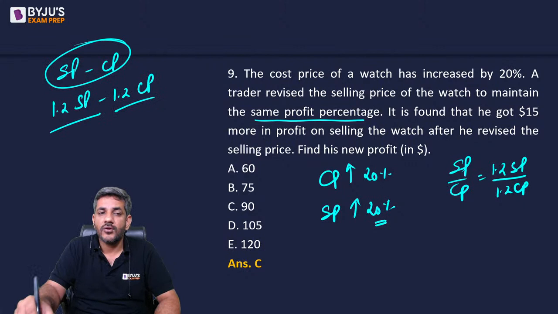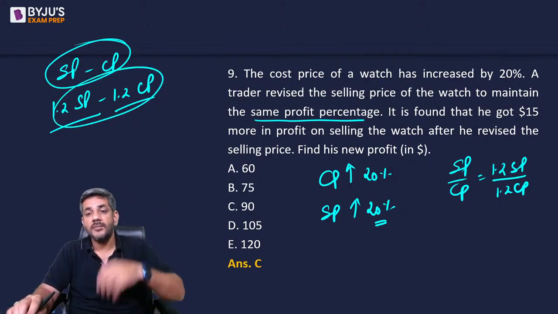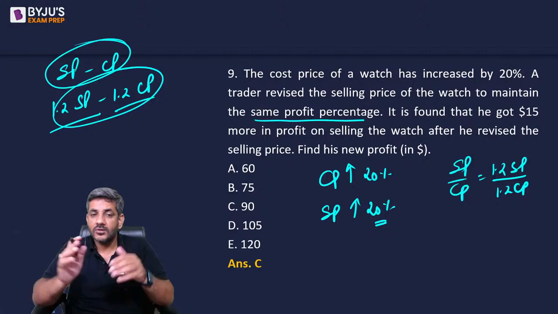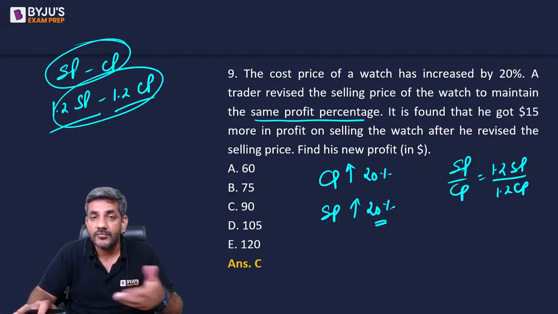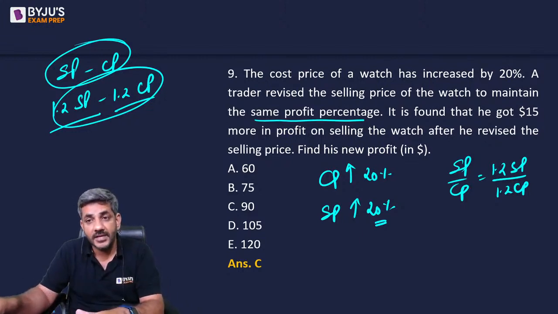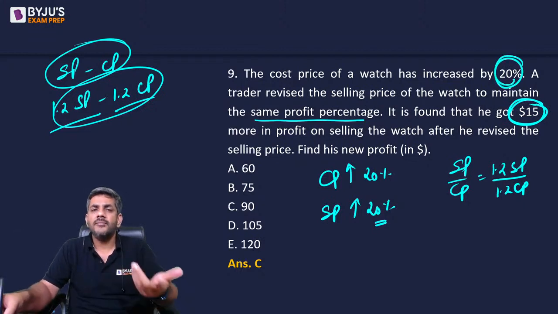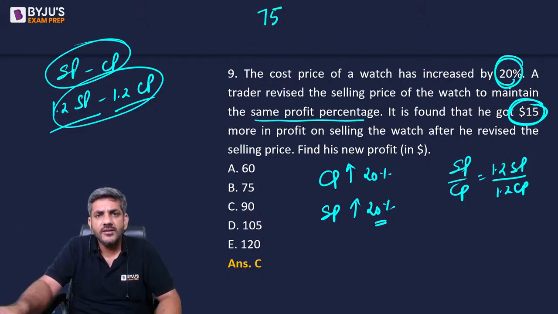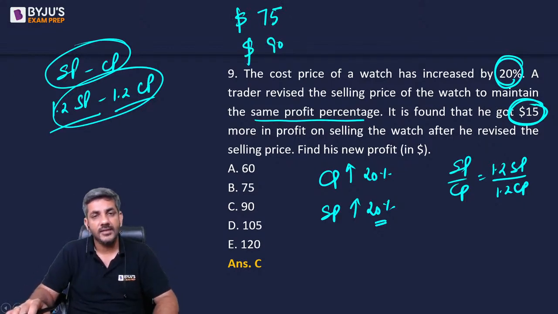Because previously the profit was SP minus CP, and now the profit is 1.2 SP minus 1.2 CP. So now it has become 20% more. 20% more, right, my profit? So if the question says profit has increased by $15 and we know it increased by 20%, whose 20% is 15? 75. So 75 was the profit previously, 90 is the profit now. By that logic, we got the answer as 90.